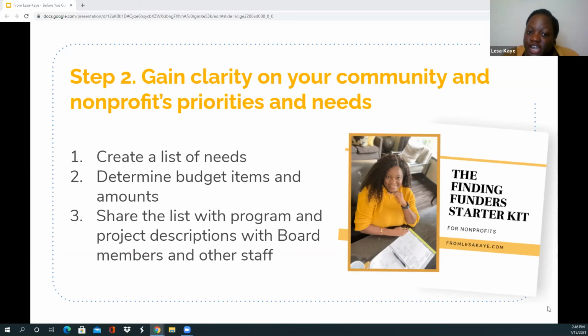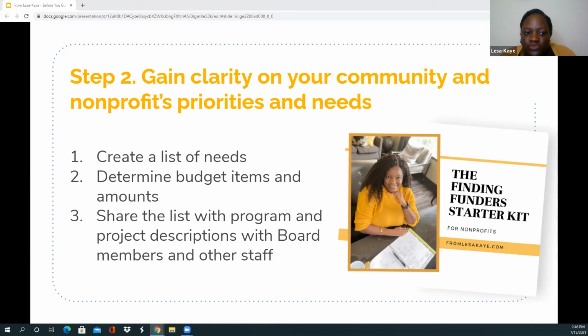And then you're going to share this list of program and project descriptions, the amount that you need, with your board members and other staff, because that is how you really establish what I call shared goals. So when people have the information of, oh, these are the priorities for the next year in terms of what we need funding for.